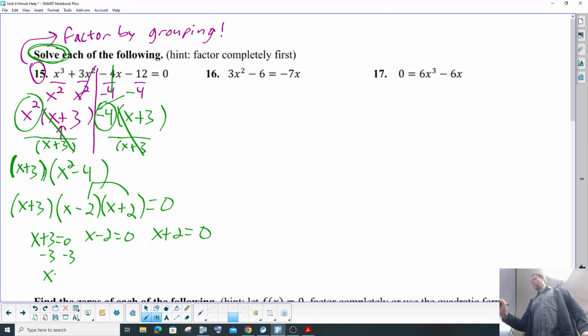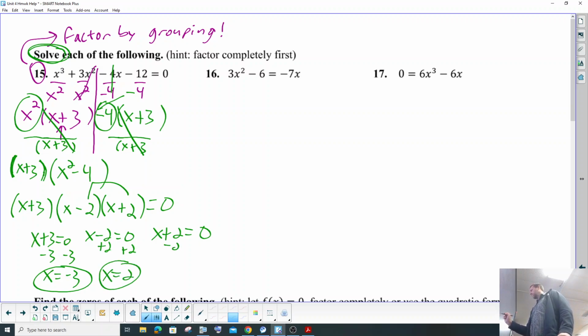So x is going to equal a negative 3. We're going to add 2 to both sides, so x equals a positive 2. And x equals a negative 2. Way-o! So that one looks like a difference, but you can actually pull out a 6x.